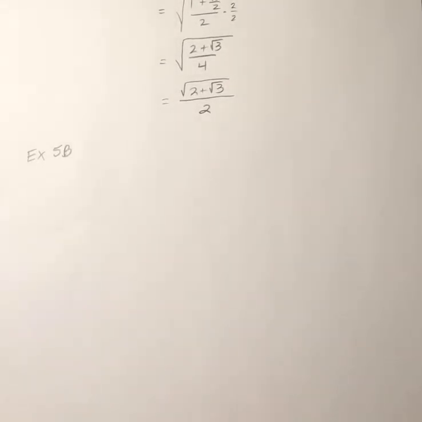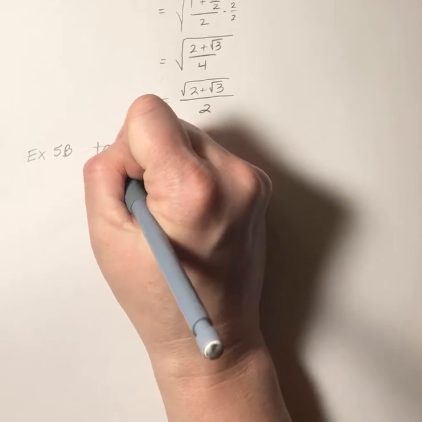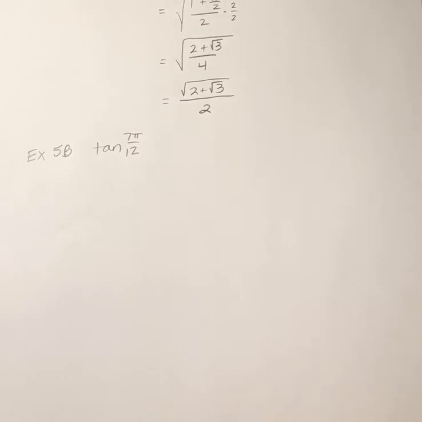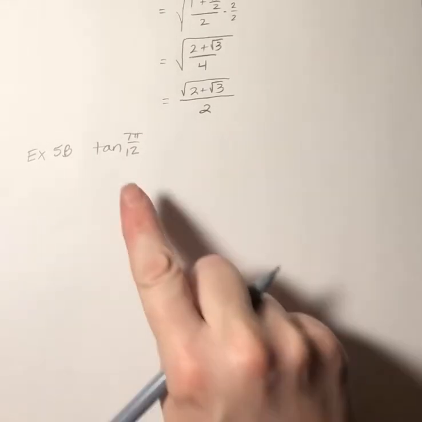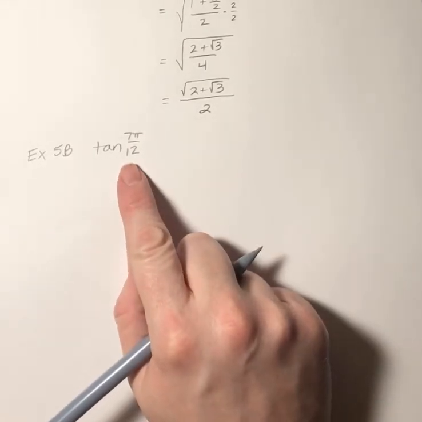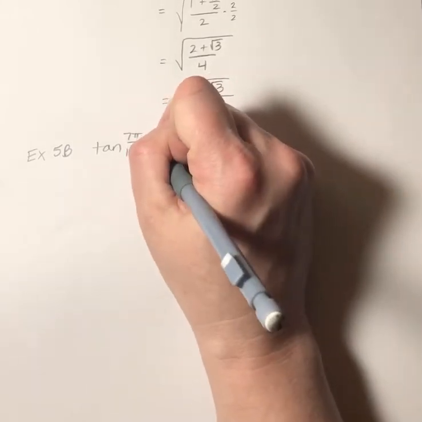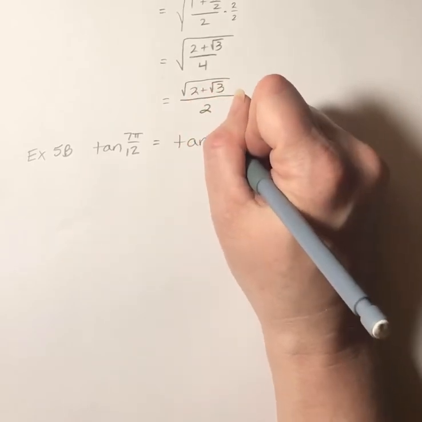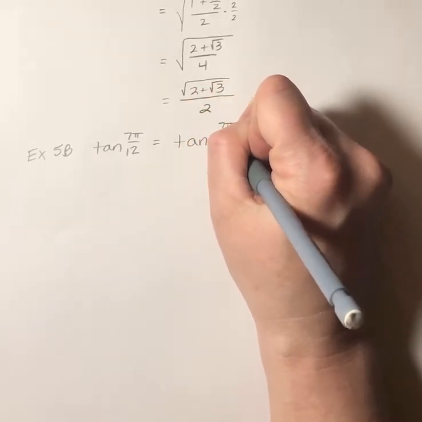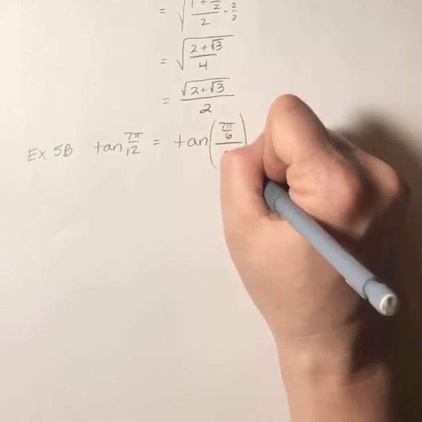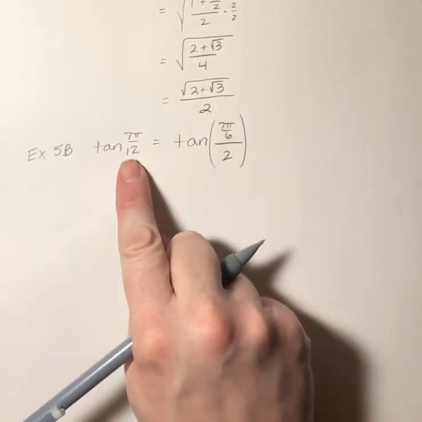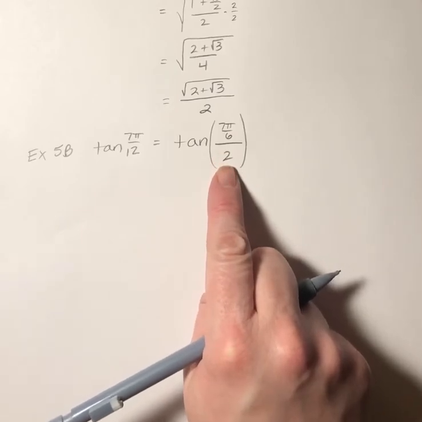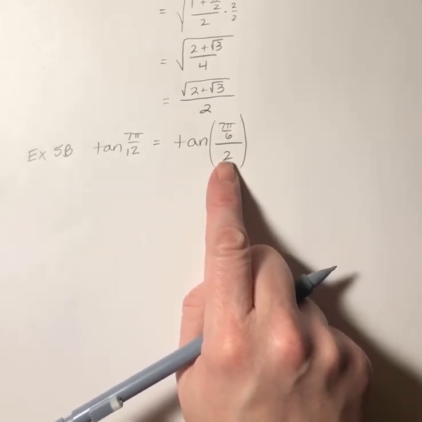So 5b is asking us to find the tangent of 7 pi 12ths. And 7 pi 12ths is one that you should look at and go, that's not one of the ones that I should know. So this is going to be the tangent of 7 pi 6ths over 2. I'm using that half angle concept. This is the same as this. So again, I'm going to go to my formula.